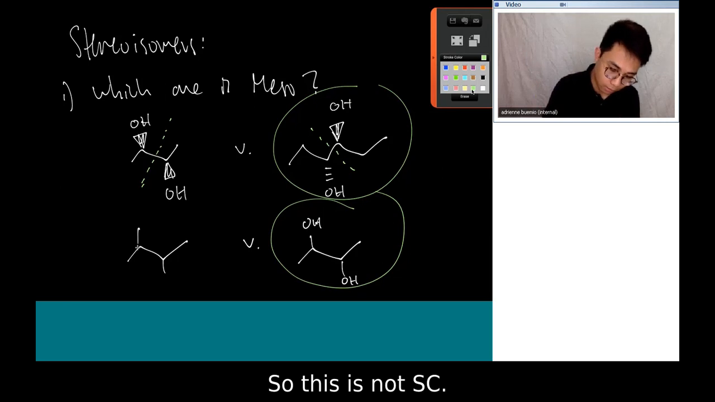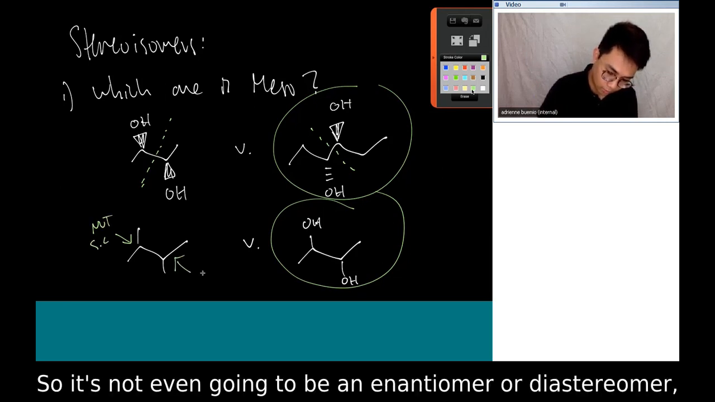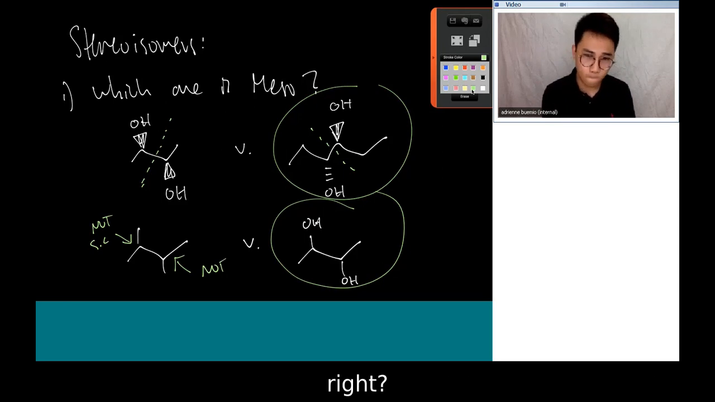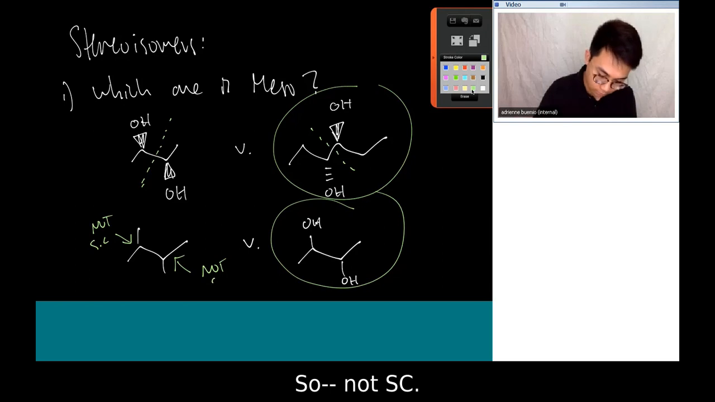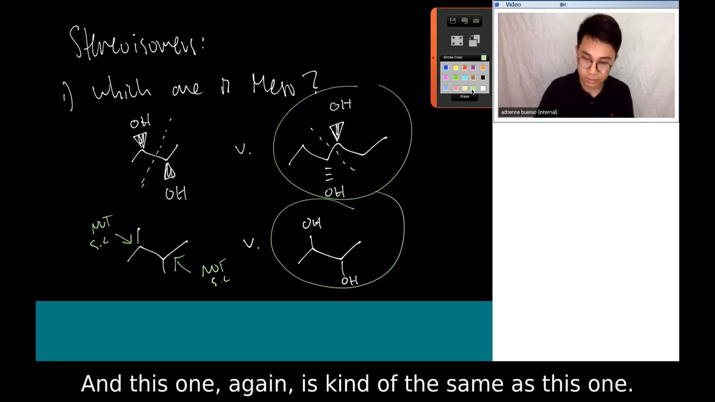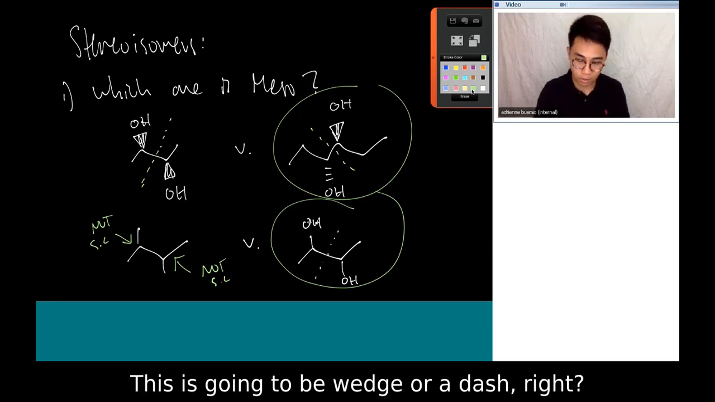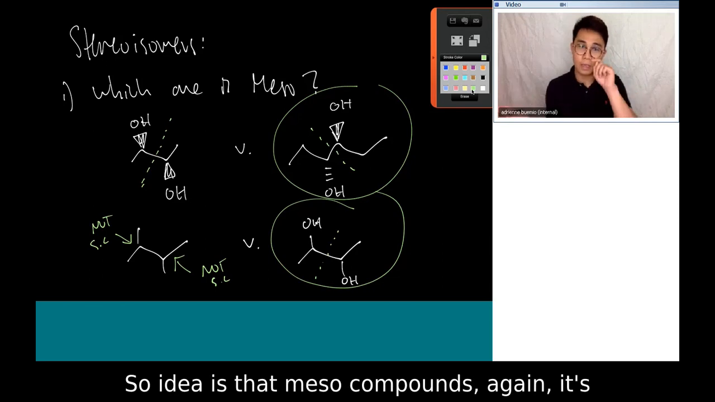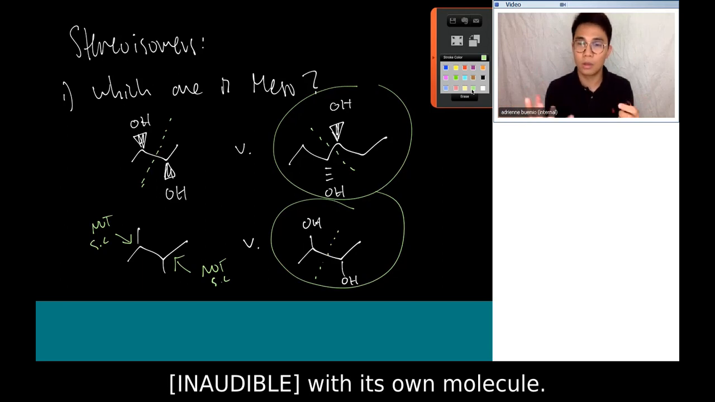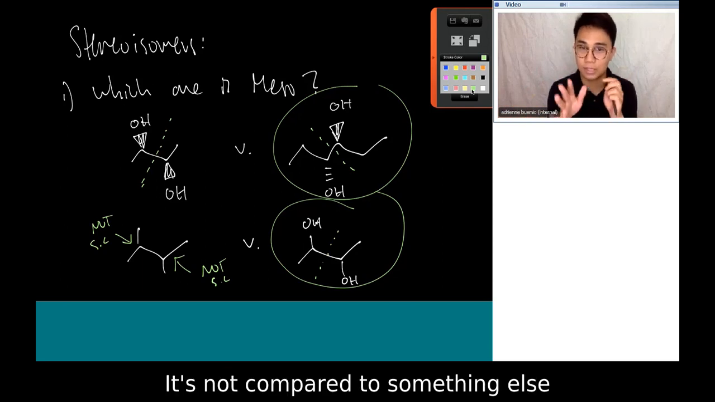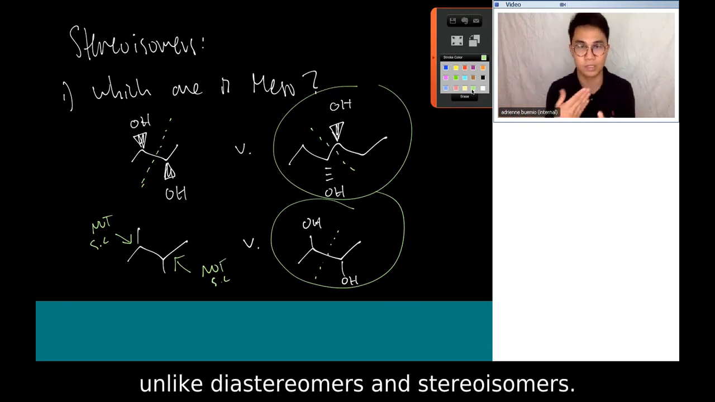So this is not SC. It's not even going to be an enantiomer or diastereomer, right? And this one again is kind of the same as this one. This can be a meso compound because this can be wedged or dashed, this can be wedged or dashed, right? So easy as that. Meso compounds, again, it's just stressing this, it's with its own molecule. It's not compared to something else, unlike diastereomers and stereoisomers.